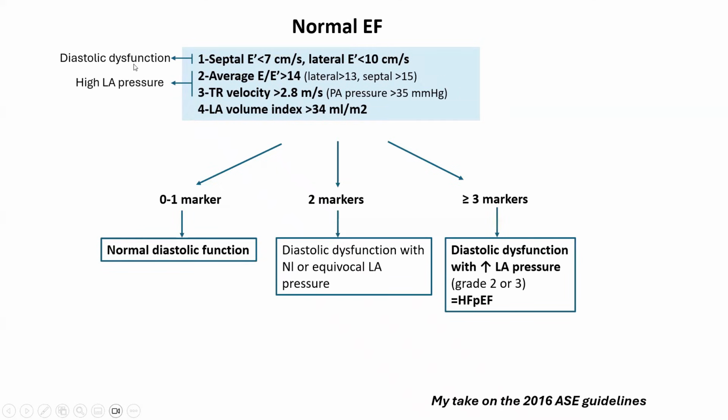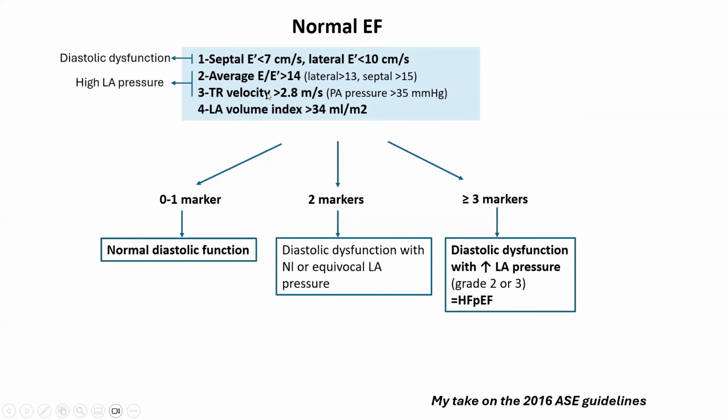Among those 4, the first one, reduced E prime, correlates purely with diastolic dysfunction and reduced myocardial recoil, whereas the second and the third one correlate with elevated LA pressure. E to E prime ratio is the single best correlate of high LA pressure.